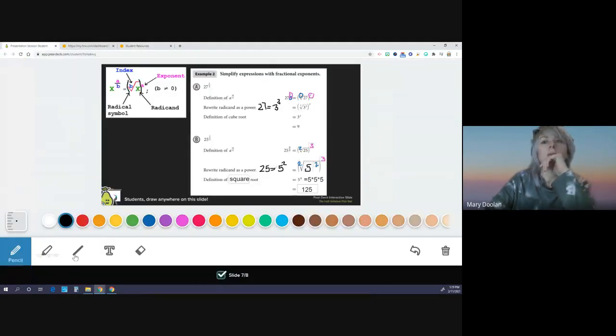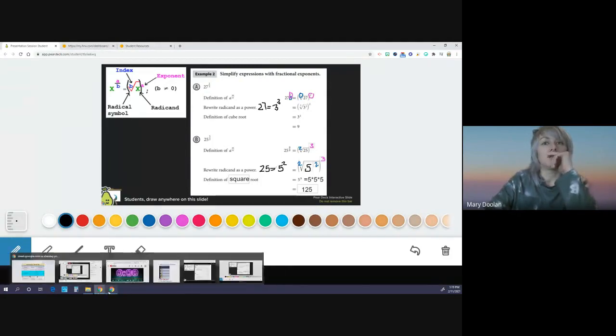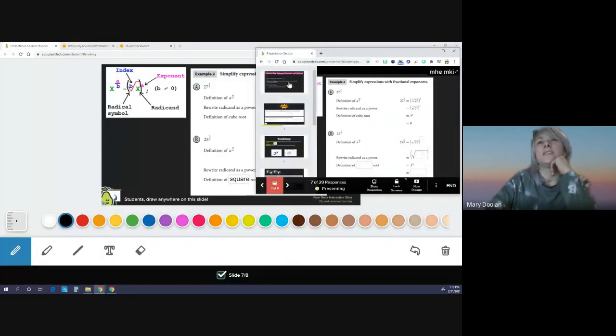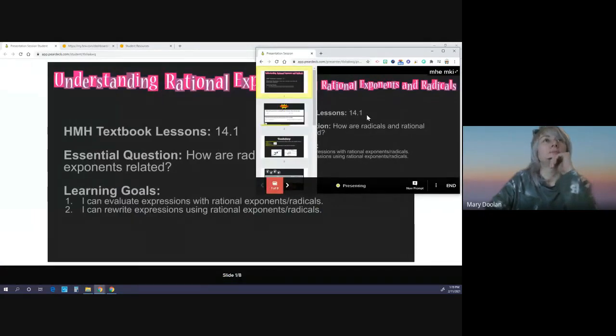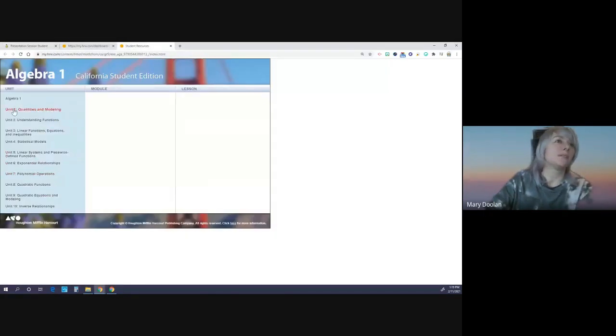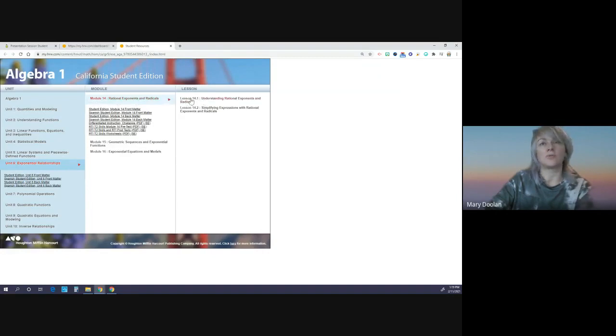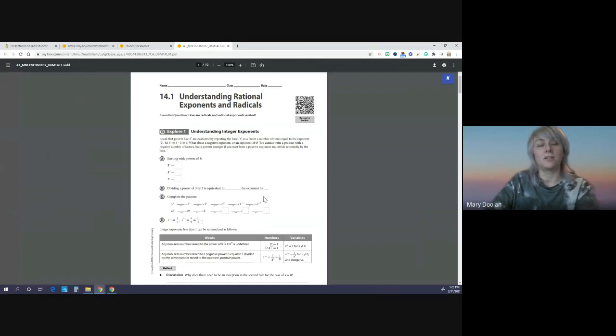Okay, and so we are on, let me find the right slide. So here we are on 14.1. Okay, so if I want 14.1, see these unit numbers are going 1 through 10. Right now we are in exponential relationships. That's the unit, but the module is 14. So this is where the 14 is. And then you come right here, here's lesson 14.1. So by doing this, you can get to your student edition if you didn't happen to have the consumable.